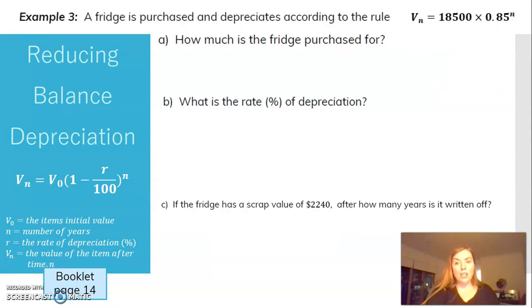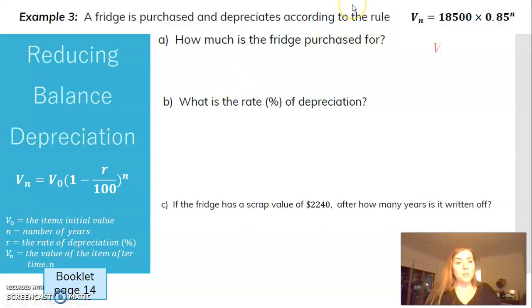Example 3, a fridge is purchased and depreciates according to the following rule. Vn equals 8,500 multiplied by 0.85 to the power of n. Again, make some links to what we know here. Looking at the rule, this here is my V0. And this 0.85 refers to the evaluated version of what's in this bracket here. We can't really give a name to this 0.85, but it's got something to do with the rate. It's not the rate, but it's been calculated using the rate.